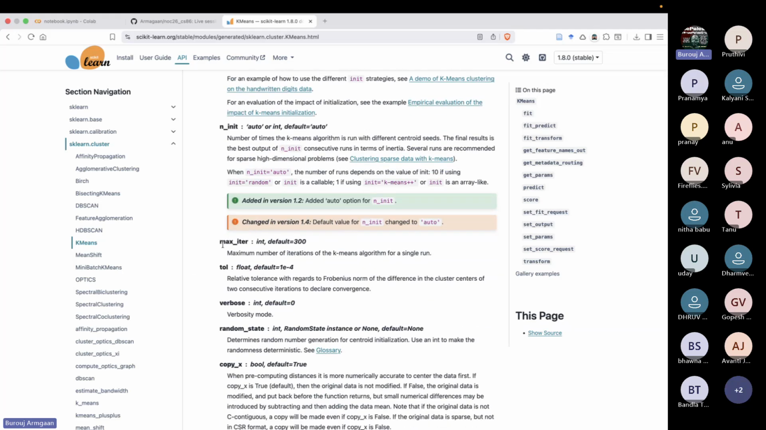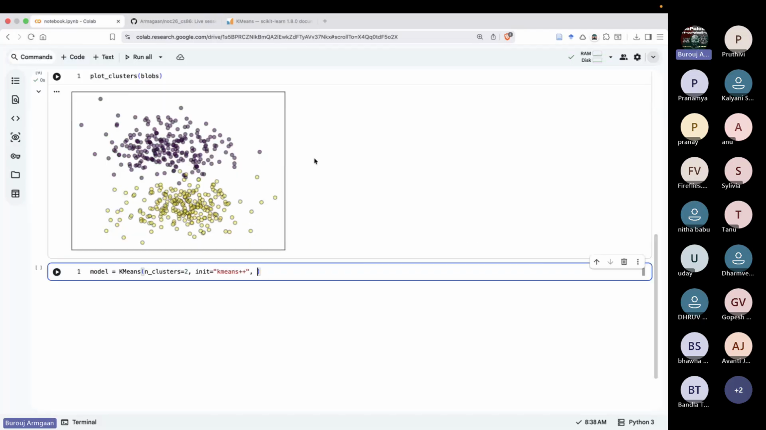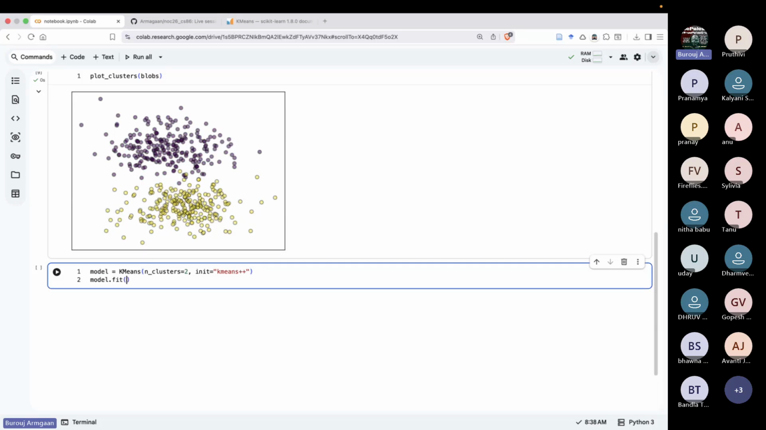The other thing is maximum iteration. That is how many times do you want to apply k-means. In very large data sets, k-means can run for a long time because it can iteratively improve and improve and improve. But if you want to set a cap, you can do that. And we have other things as well. So if we leave it at this, that is, I have two clusters and I want you to use this particular initialization, then we just call model.fit.